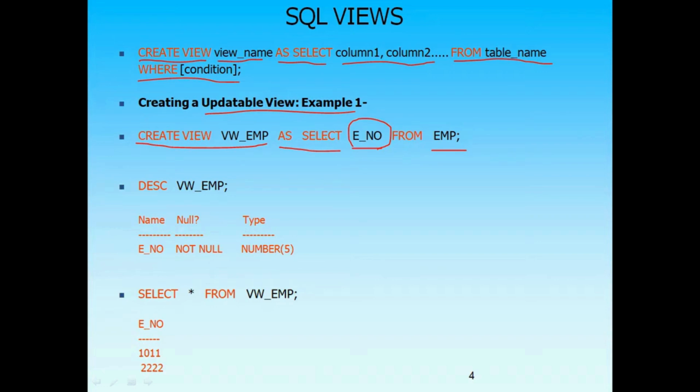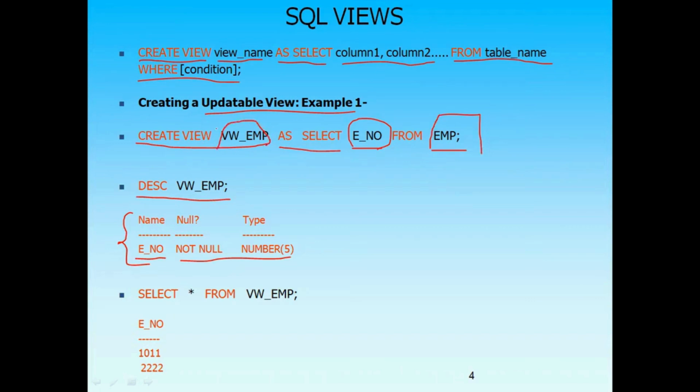If you describe here, the describe command you can use with the view too. Describe view employee. This will show you the structure of the view. If you observe the structure of this view, only employee number exists in this view. Its data type and the constraints you have applied will be the same as in the employee table. So here employee is the base table and VW EMP is my view name.